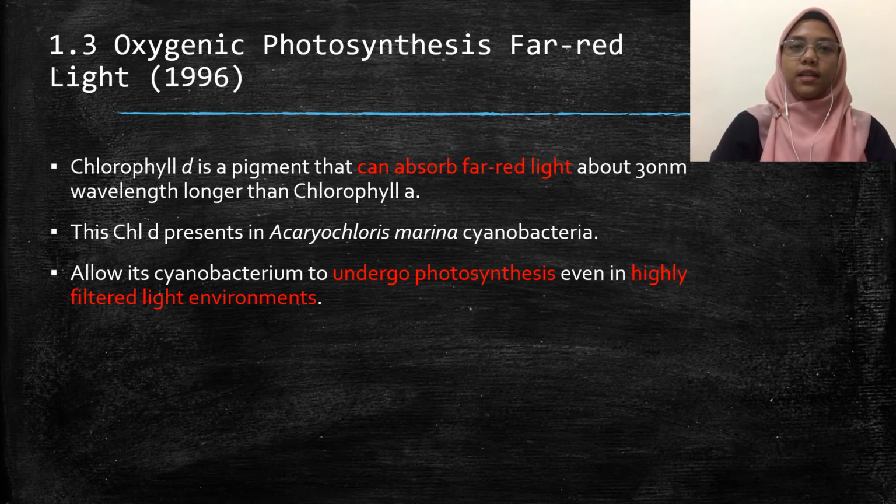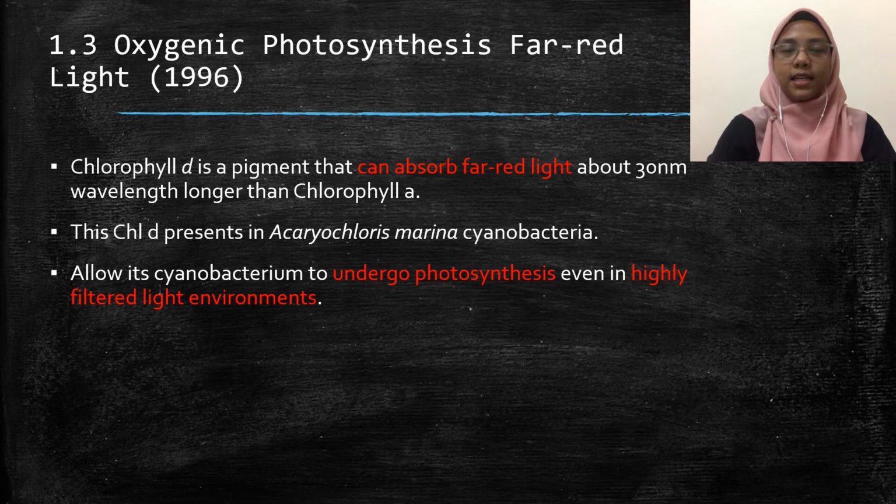So we continue with 1.3, the discovery of oxygenic photosynthesis by far-red light in 1996. Chlorophyll d is a pigment that can absorb far-red light, about 30 nanometers longer in wavelength than common chlorophyll a does. This chlorophyll d is present in the cyanobacterium Acaryochloris marina. It allows this cyanobacterium to undergo photosynthesis even in highly filtered light environments, which means that in a situation with limited visible light, the cyanobacterium can still undergo photosynthesis to produce its own energy.